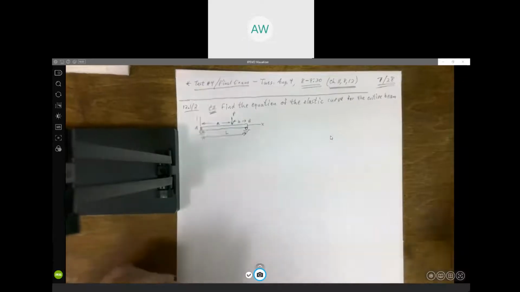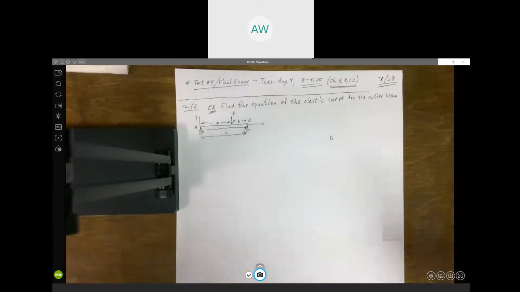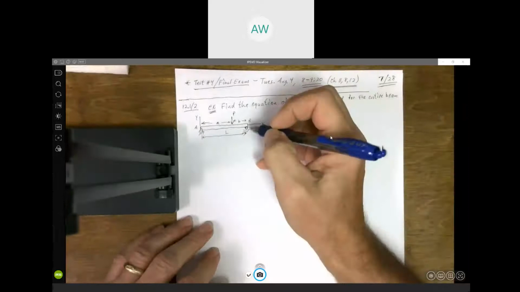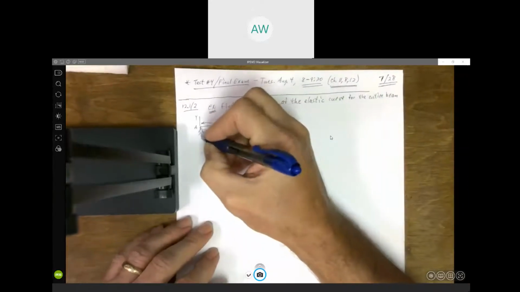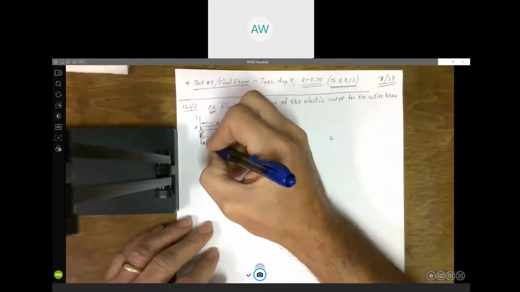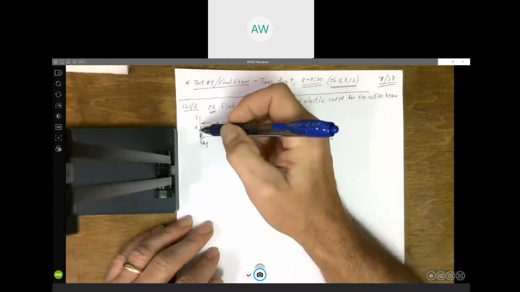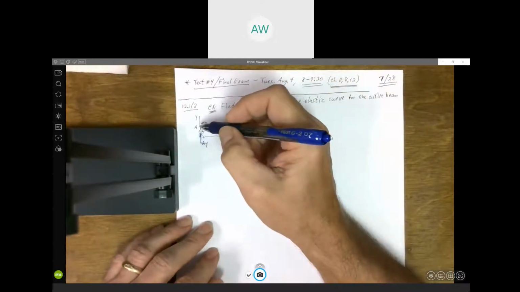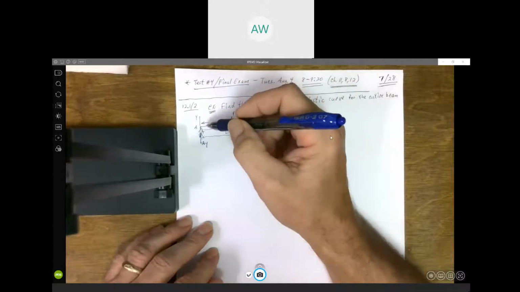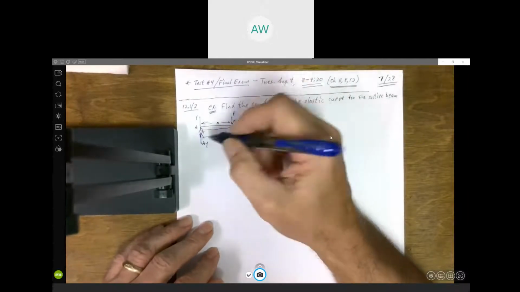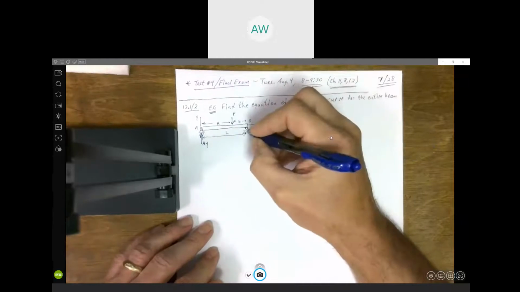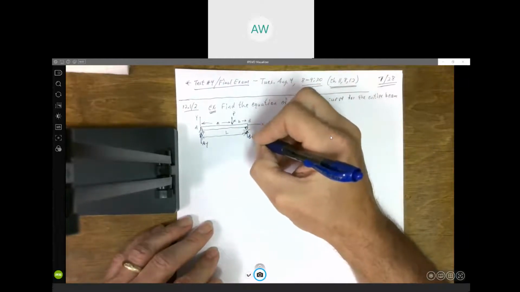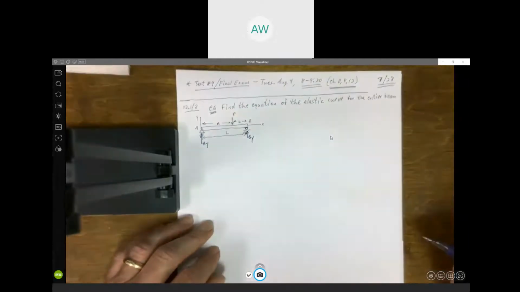So before we get started too much further, I know I've got support reactions. Again, for this pin support, we're going to have reactions AY and be capable of having AX here, but again, by observation, I know AX is 0, so I'm just going to leave it off. And we've got a vertical reaction here at the roller support, and we'll call it BY.